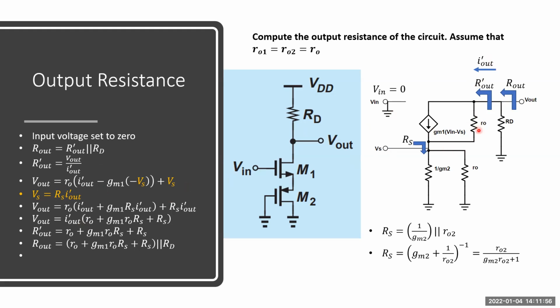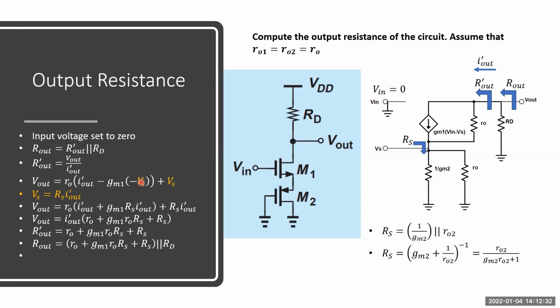What is the current passing through this small signal RO resistance? It equals the total current I prime out minus this current value, GM1 times (V in minus Vs). Don't forget that in order to find output resistance, you have to kill the input voltage. You have to set the input voltage to 0. V in is 0, then the current value becomes GM1 times minus Vs.